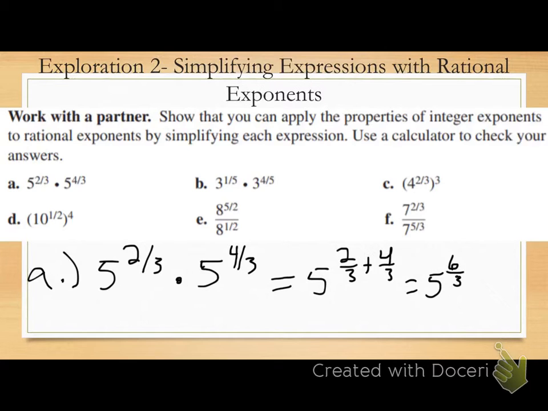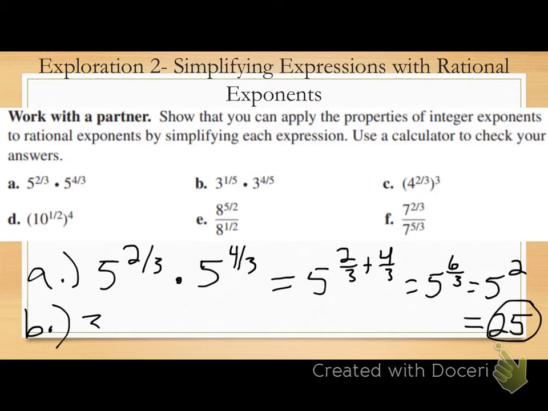And then I have 3. What's 6 divided by 3? 2. What's 5 squared? 25. So there's letter A. When we added the exponents, 5 to the 2/3 times 5 to the 4/3 just became 5 squared. Does that make sense? Questions on A? Do y'all want to go ahead and try them on your own, or do you want me to keep going through them with y'all? You can keep going.